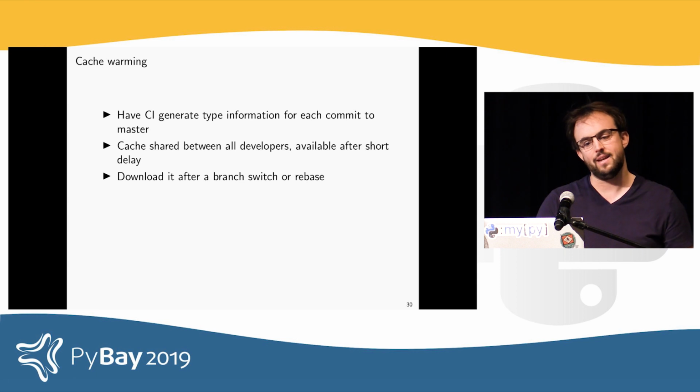So the solution to that is we have our continuous integration system generate type information every time there's a commit. It goes and runs a full check, and it writes down all of the types, and then it populates a cache that's shared between all the developers at Dropbox that gets populated about 20 minutes after each commit. So every time you rebase or branch switch, we have scripts that will go download the most recent cache and use that to sort of quick start. So you don't need to run the whole check to build your cache. You can just download it, produced once for everyone.